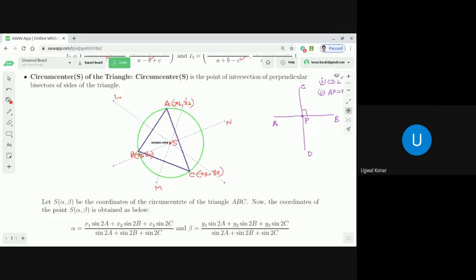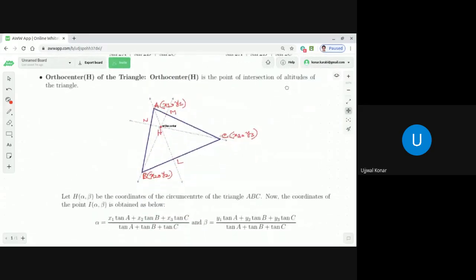There are three escribed circles. Suppose we construct an escribed circle opposite to the vertex A; that circle should touch the side BC and also the sides AB and AC produced. That is the excenter of the escribed circle opposite to angle A. Similarly, we can find I2 and I3, the escribed circles opposite to angle B and angle C respectively. Then finally, we discussed the orthocenter.